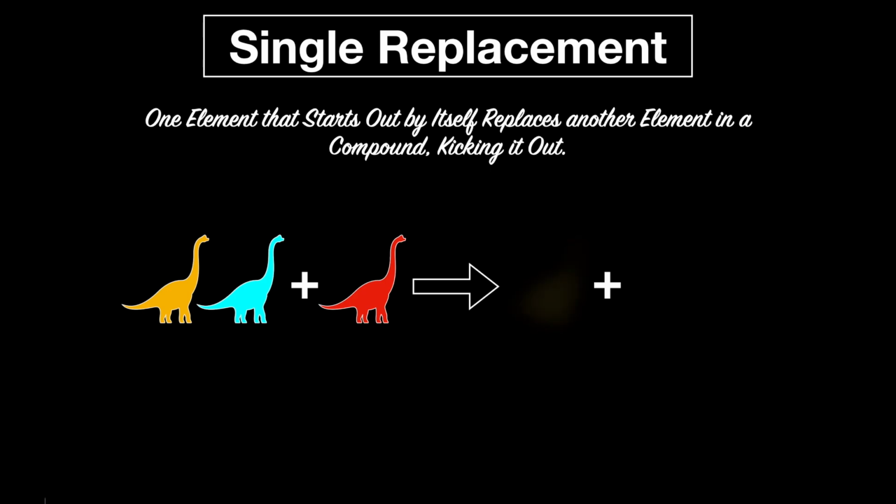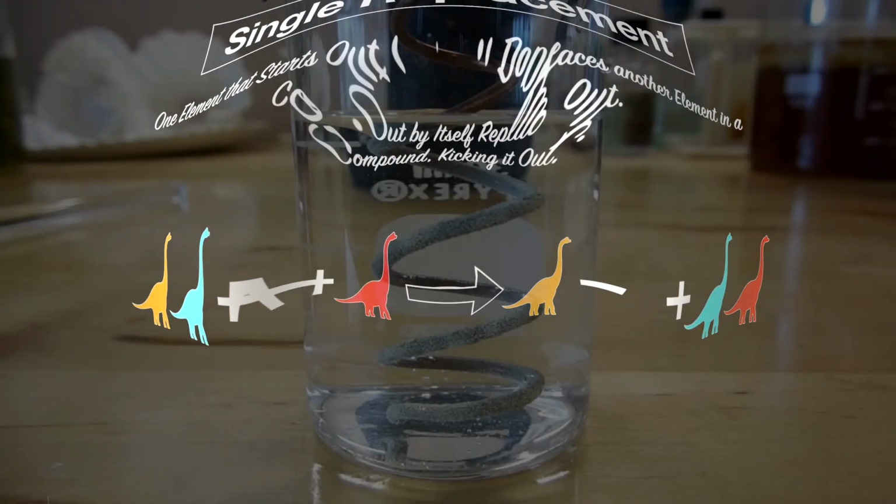We're going to add energy, and we're going to go through a chemical reaction. Now, the yellow dinosaur used to be bound to the blue dinosaur, but now the blue dinosaur moved over and bonded with the red dinosaur. So the yellow dinosaur was kicked out. And again, we're pretending this is an atom here. And what we had was a switch in which elements were bound with which elements. This is a single replacement reaction.